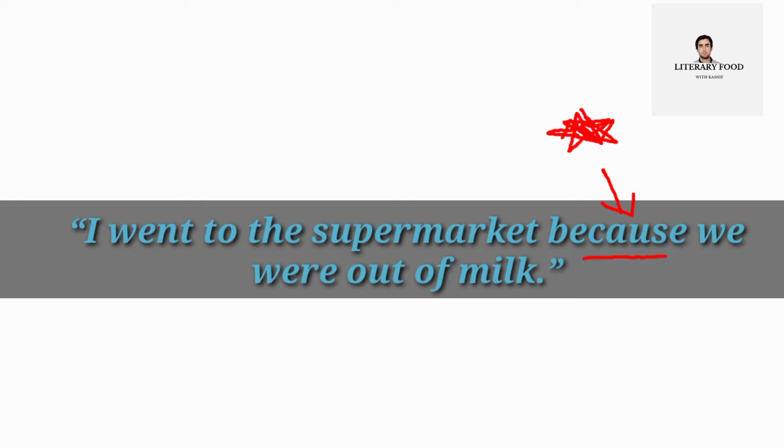By adding the subordinating conjunction because, we have transformed the previously independent clause we were out of milk into a dependent clause. It can no longer stand alone, but is dependent on the clause that it is now linked to. The relationship between the two ideas is now perfectly clear, and the importance of the independent clause I went to the supermarket is highlighted.